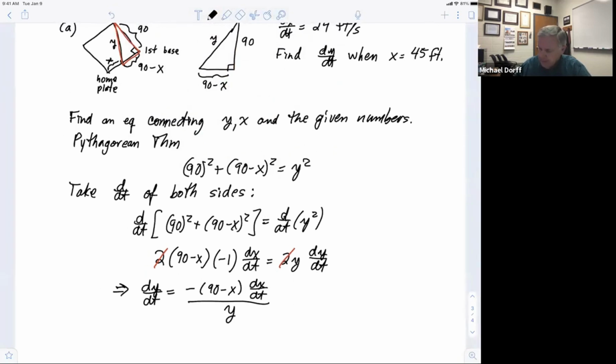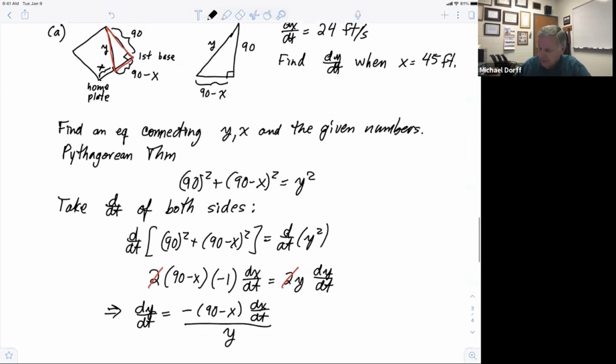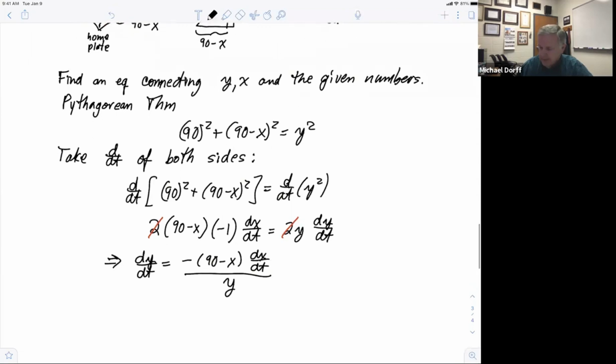Now at this point, I look back and I say, well, I know what x is. x is 45, and I know dx/dt, but I don't know what y is. But I can use my Pythagorean theorem to figure out what y is. So we're going to take a little break here and compute y when x is 45.